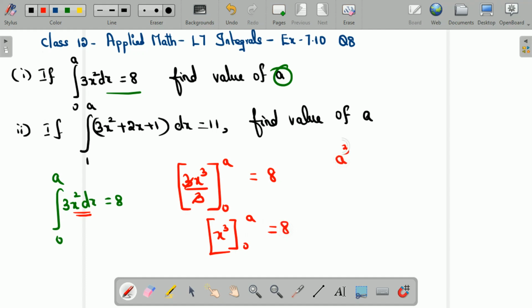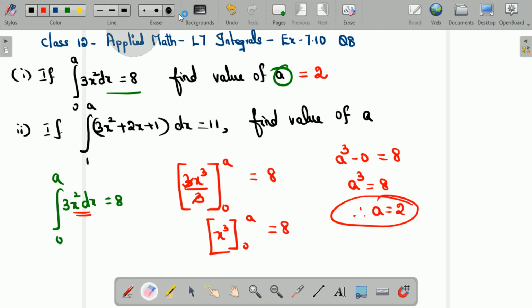This means a cubed minus 0 cubed, which is just minus 0, is equal to 8, or simply a cubed is equal to 8. Therefore, we know that a's value is equal to 2. So let's note it down: the value of a is equal to 2 here. Now let's take up the second subdivision.